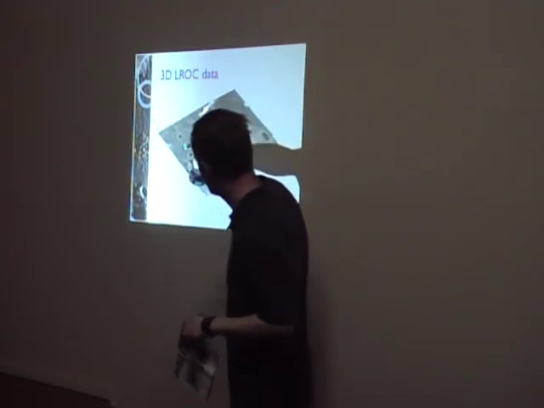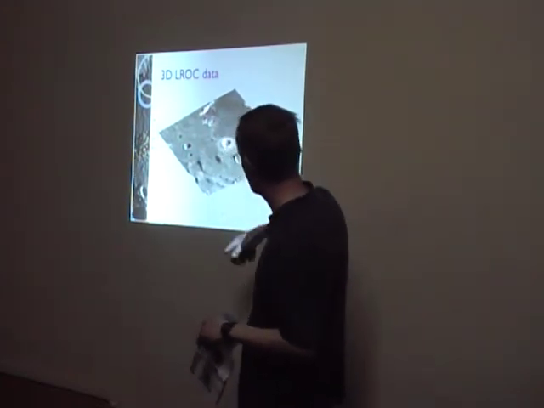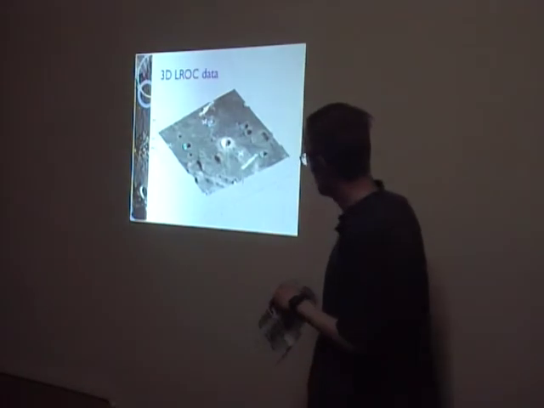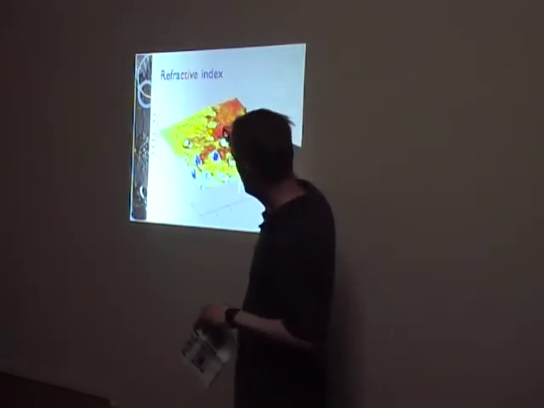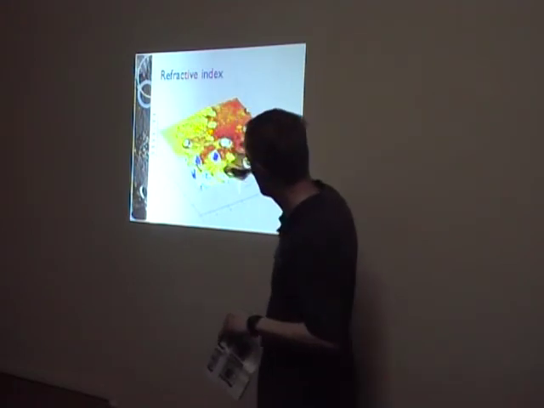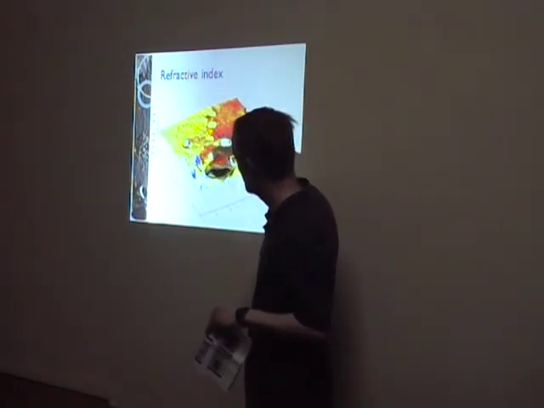All the shading is due to his observation, and the elevation is due to the space probe. And then, as a final slide, we put the refractive index of the material on there, so we can see this lighter region around the edge.